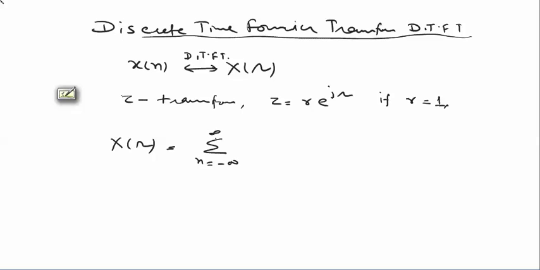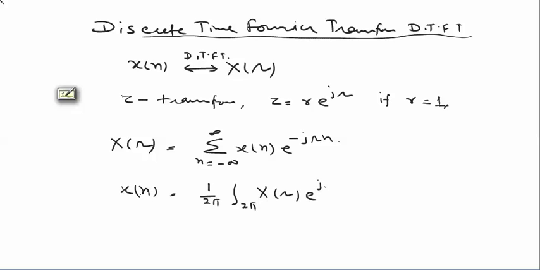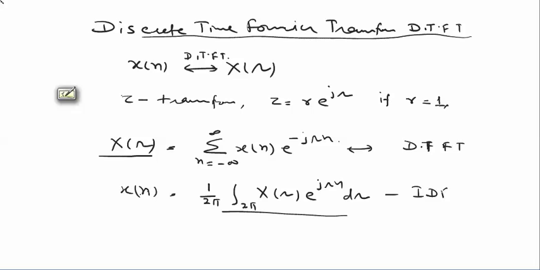Summation from minus infinity to infinity of x[n] e^(-j omega n). And x[n] equals 1 upon 2 pi times the integral of X(omega) e^(j omega n) d omega. With the first expression we find the DTFT, and this one is the inverse DTFT, IDTFT.